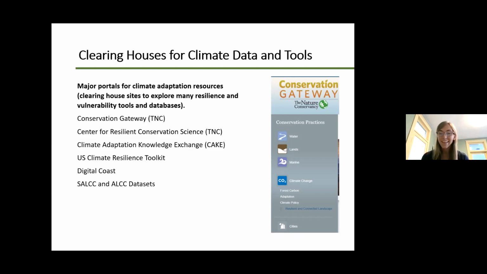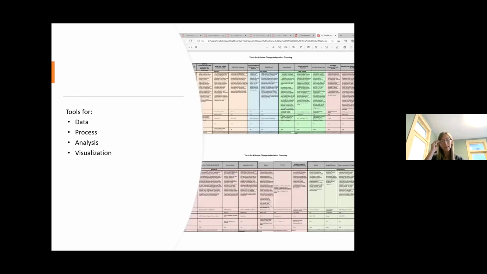We have sites like the South Atlantic Landscape Conservation Collaborative. We have the U.S. Climate Resilience Toolkit. So these are just the clearinghouses. And once you get to the clearinghouse, you often have a myriad of tools and data sets that you can look at. And it is helpful to look at those tools.